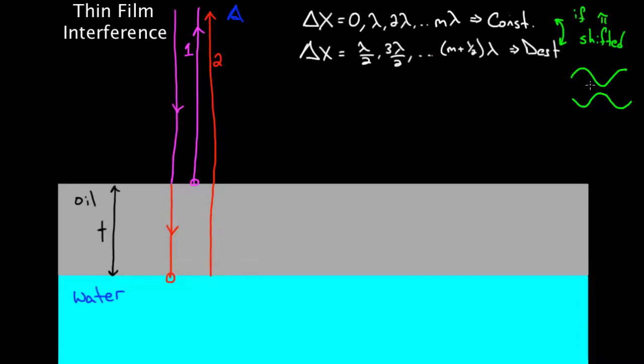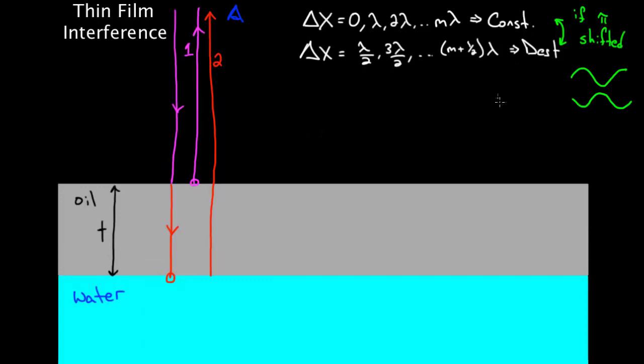If they're both pi shifted, then this condition still holds. But if only one is pi shifted, you flip-flop these relations, and the half integer wavelengths give you constructive, and the whole integer wavelengths give you destructive. So, does that happen here? Do we have to worry about pi shifts?